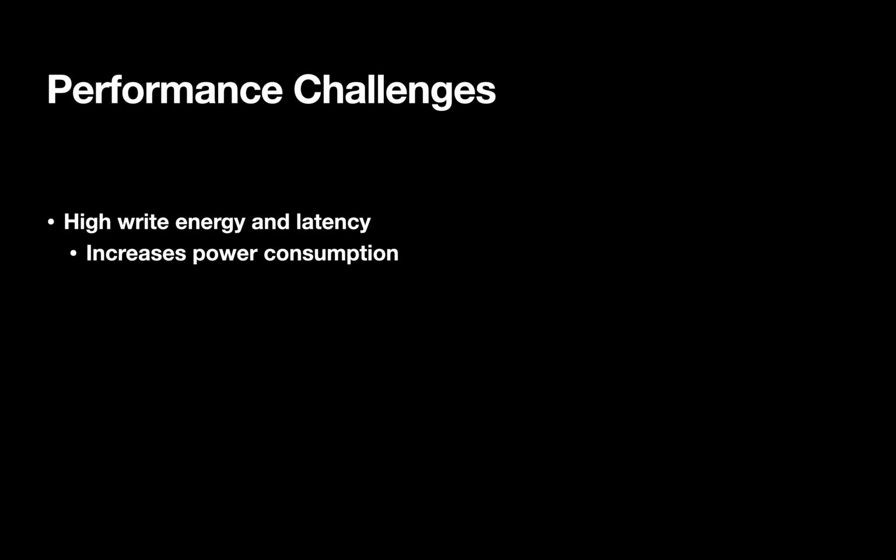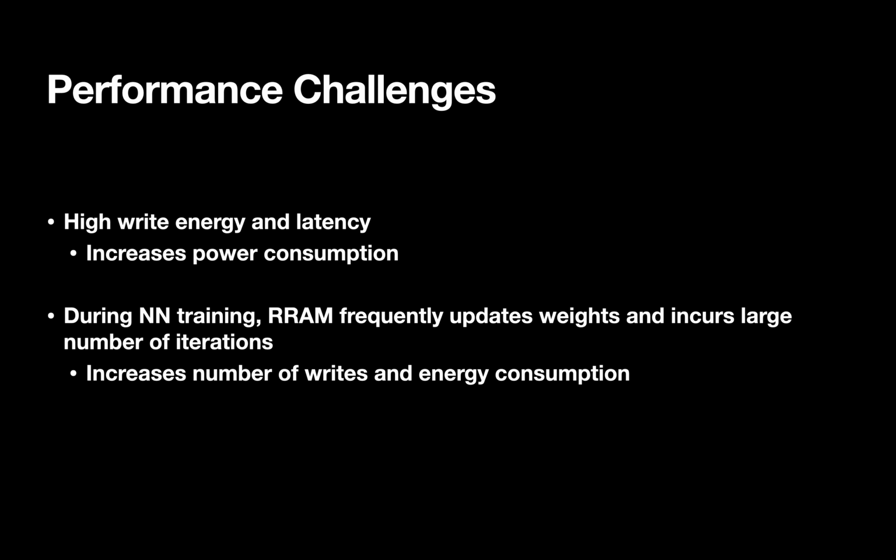RRAM has high write energy and latency compared to other memory devices, which increases the overall power consumption. During neural network training, precise tuning of RRAM requires frequent update of weights and a large number of training iterations for convergence. And this leads to a large number of writes and a large energy consumption.